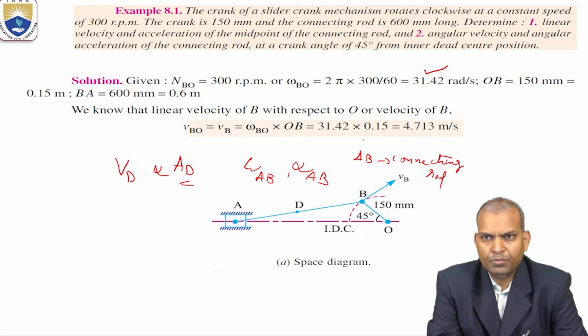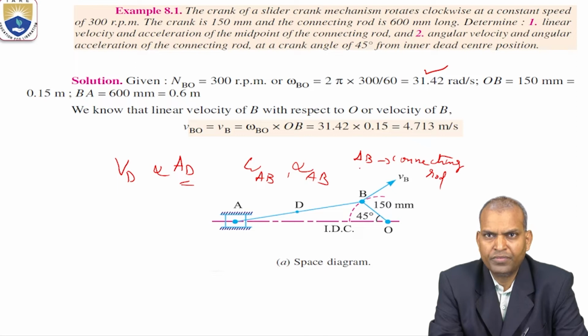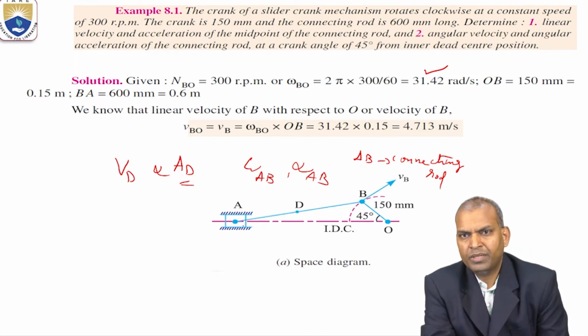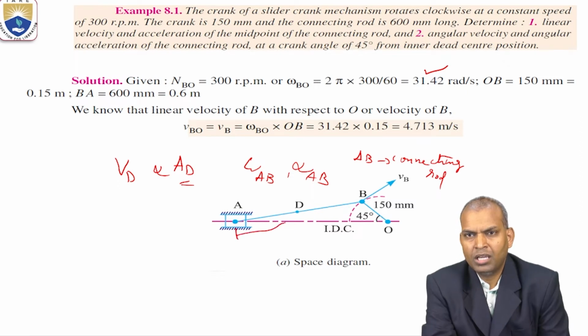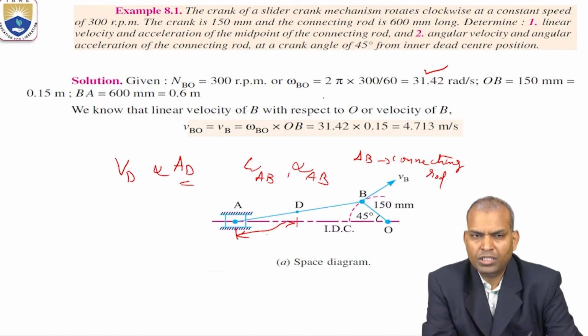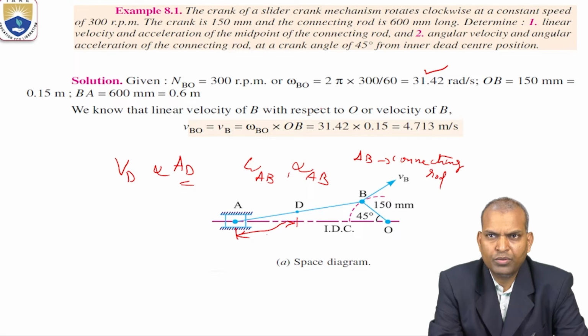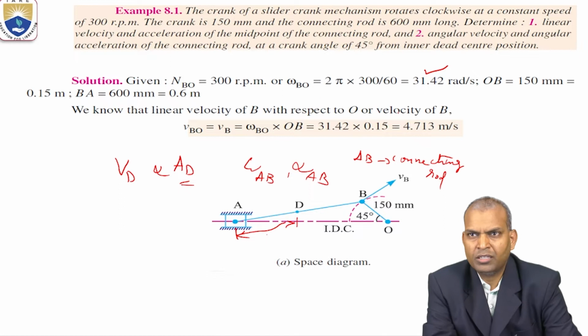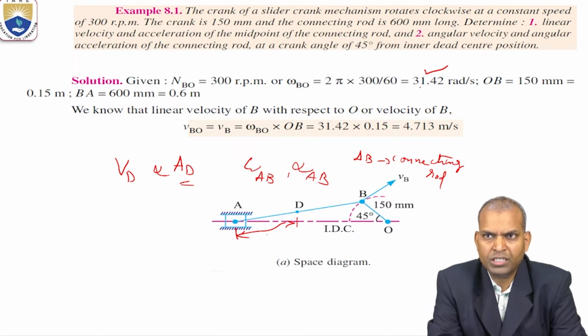And the length of the OB is given here, and the length of the connecting rod AB is also given, and the location of the point D is also given. The location of the point D is the midpoint of AB, that is 300 millimeters from point A or from point B. That is the midpoint. Now, what is omega BO? The omega BO is 2 pi N by 60, that is 2 pi times 300 by 60. That is 31.42 radians per second.